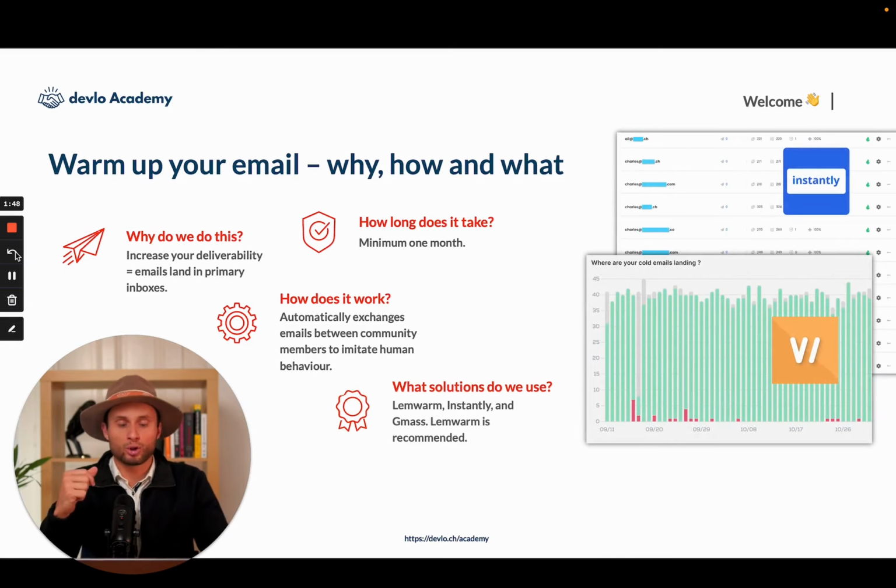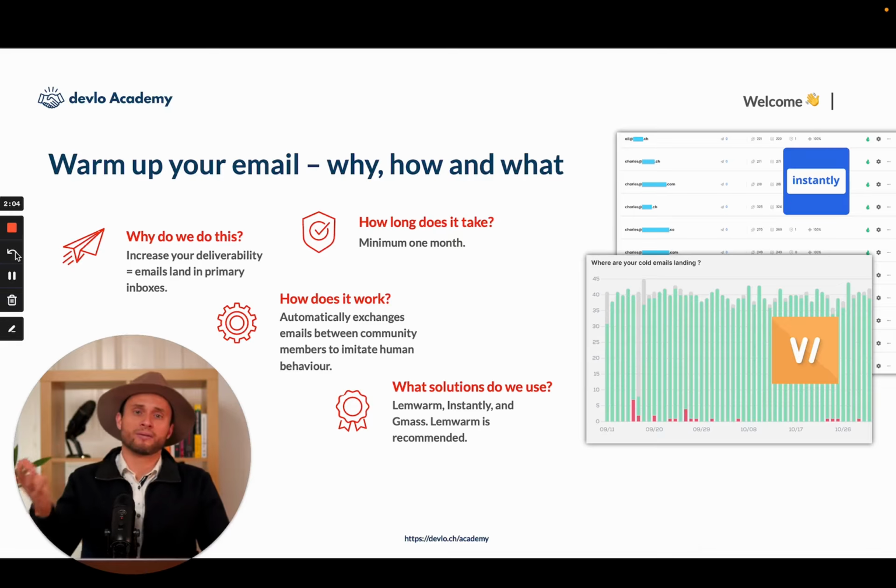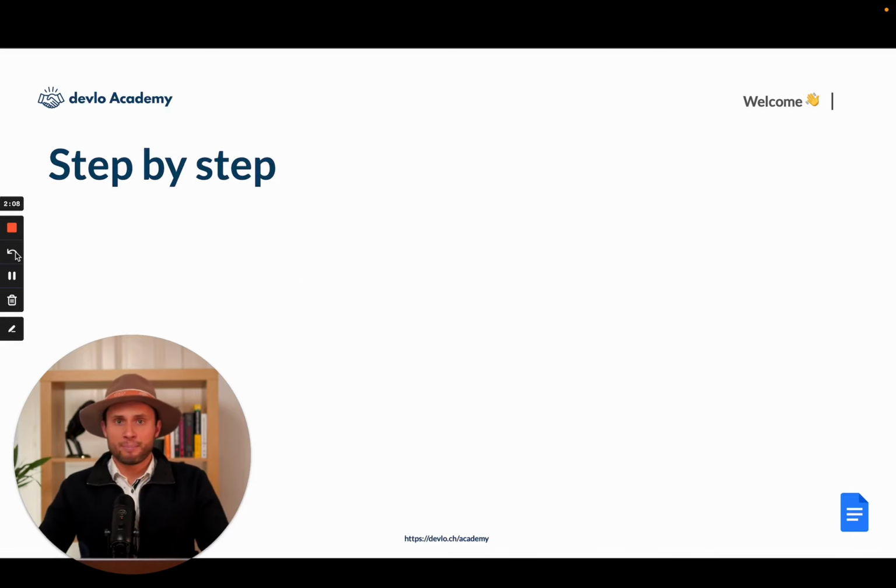What solution do we use? Well, different solutions exist like Lemwarm, Instantly, and GMass. But I recommend Lemwarm. It costs $29 per month. I suggest this one because mostly it's part of Lemlist, the tool we use to automate our sequences. Here is a step-by-step tutorial to set it up.